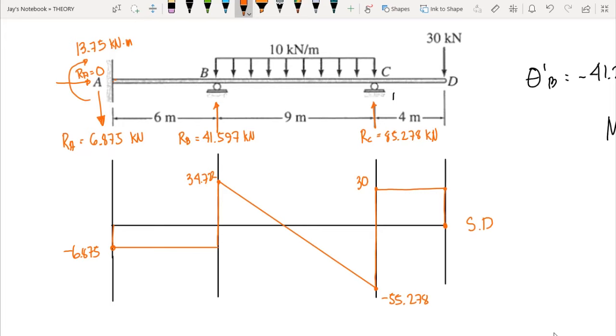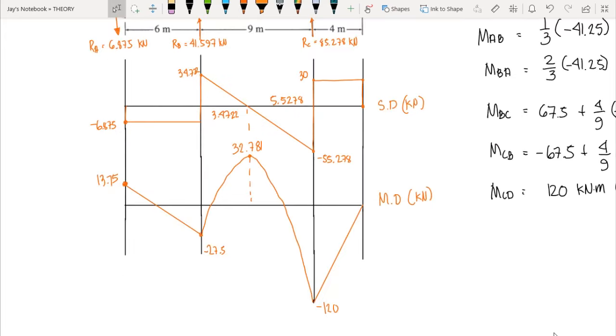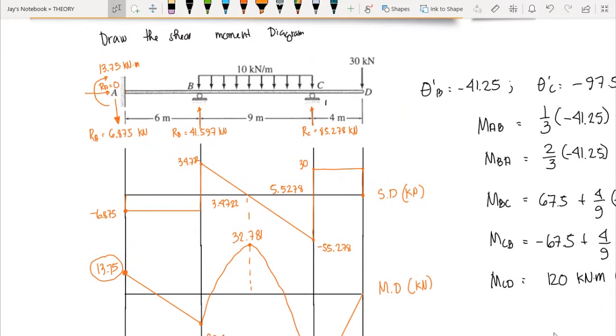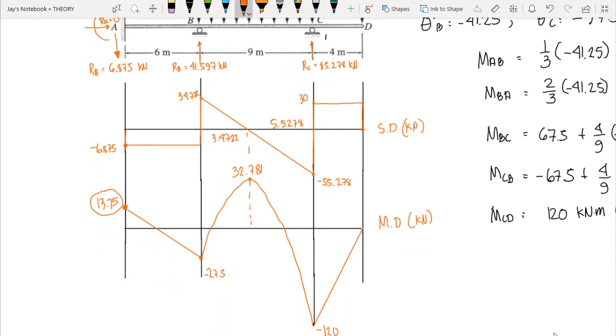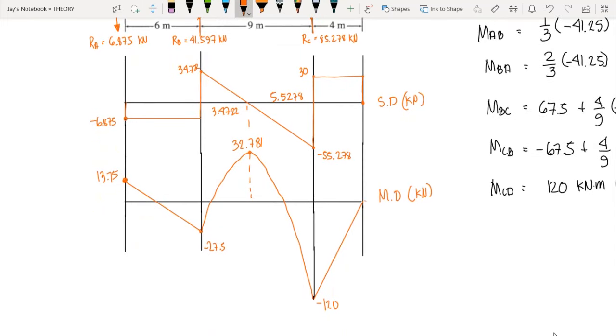Okay, so for the moment diagram, we would have this one. For our moment diagram, we start at 13.75. This is positive because, going back to our sign convention, when we draw the shear and moment diagram, if we have a clockwise rotation for moment, that would give us a positive coordinate. Since this is clockwise, we have a positive coordinate in our diagram. And since our moment diagram ends at zero, that means we have correct reactions and correct computations. So these are the procedures in analyzing indeterminate structures by using the slope deflection method.